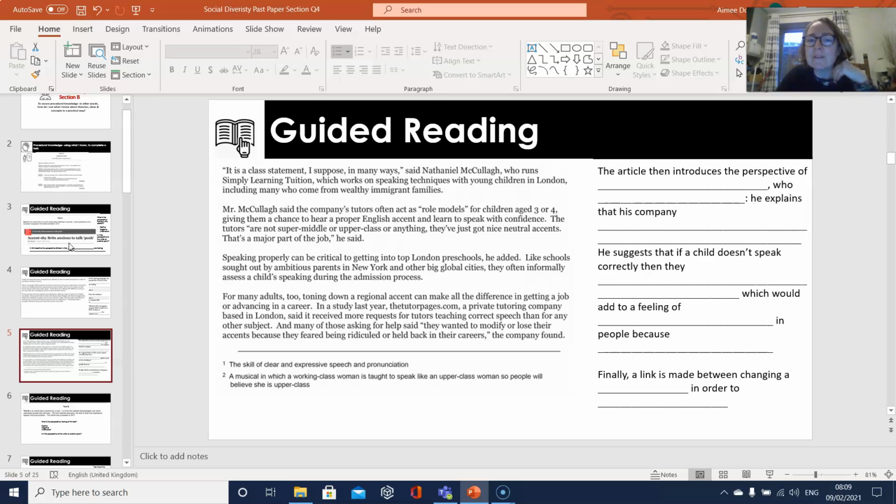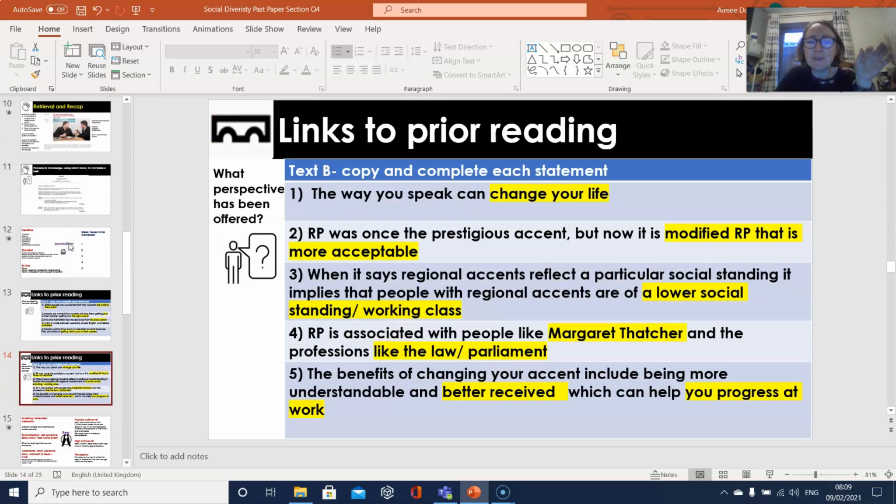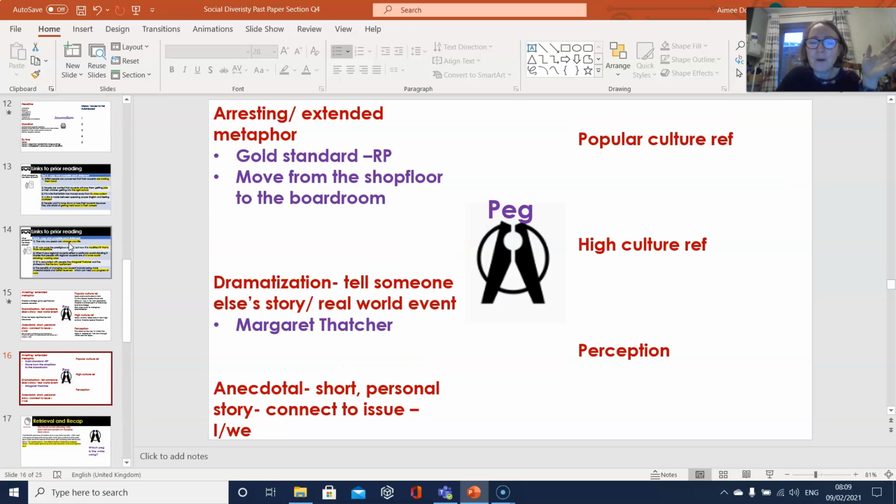So we could take Nathaniel McCullough as a reference to a real world event. And they also mention My Fair Lady, a musical in which a working class woman is taught to speak like an upper class woman, so people will believe she's upper class. We have looked at Eliza Doolittle in Year 12. She's quite a common metaphor reference.